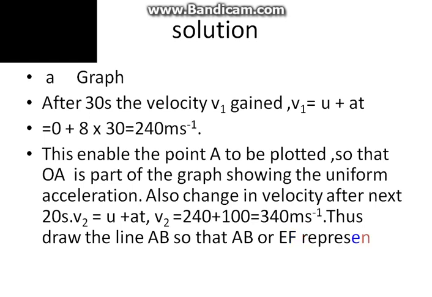This enables the point A to be plotted so that OA is part of the graph showing the uniform acceleration. Also, change in velocity after the next 20 seconds, v2 is equal to u plus 80. v2 is now equal to 240 plus 100, which will give us 340 meters per second. Thus, we draw the line AB so that AB or EF represents 20 seconds.